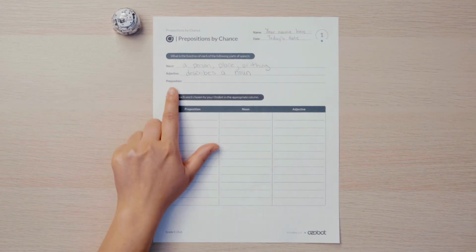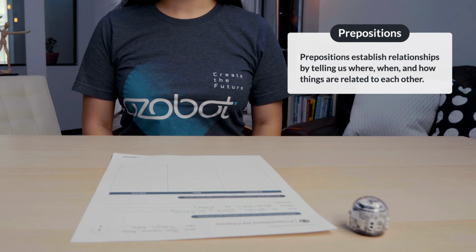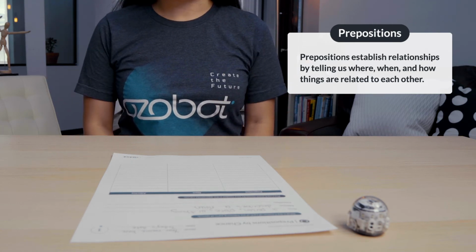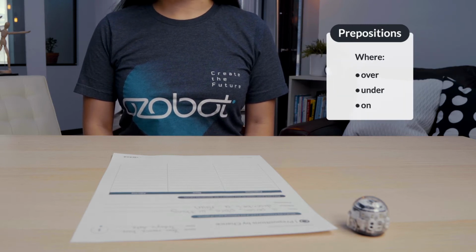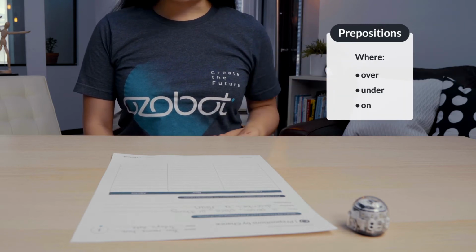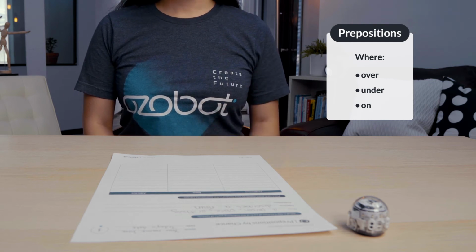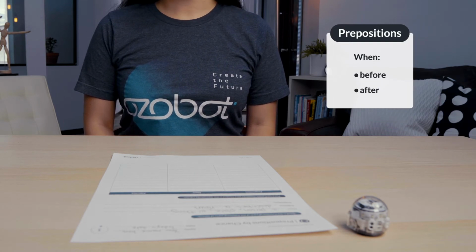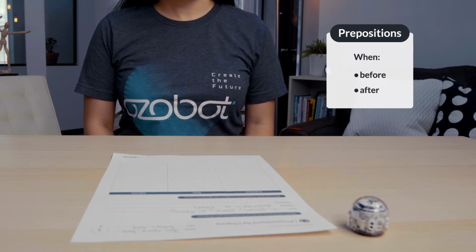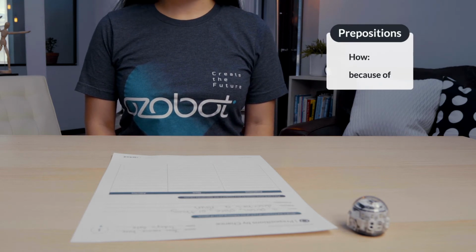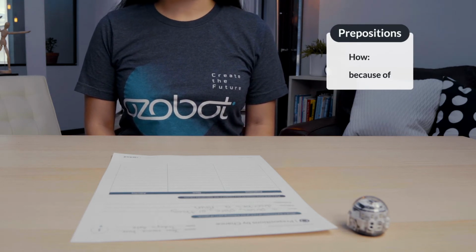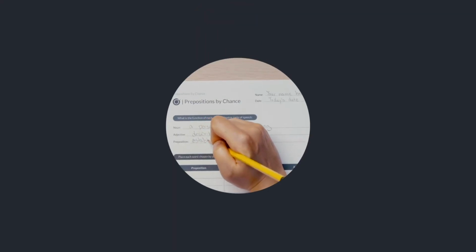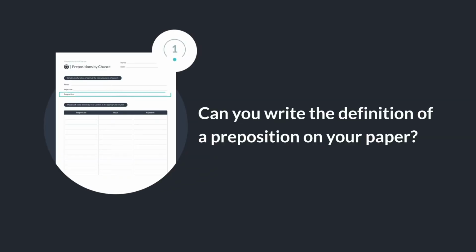Now let's get around to prepositions. Prepositions establish relationships by telling us where, when, and how things are related to each other. Some examples of prepositions are over, under, and on. Those tell us the relationship of where. Before and after are prepositions that show us the relationship of when. Because of is an example of a preposition that shows how things are related. Can you write the definition of preposition on your paper?